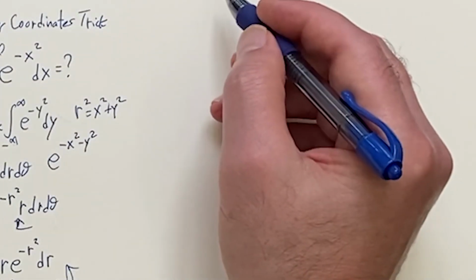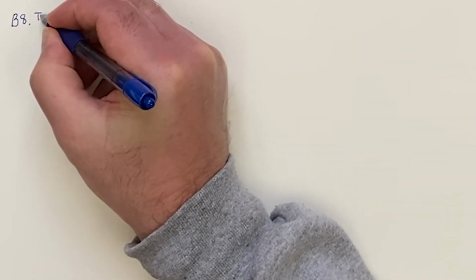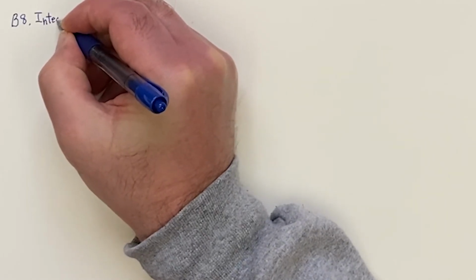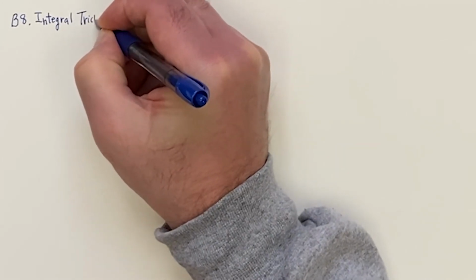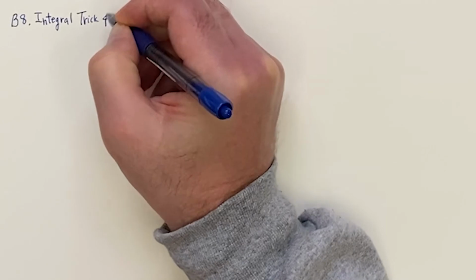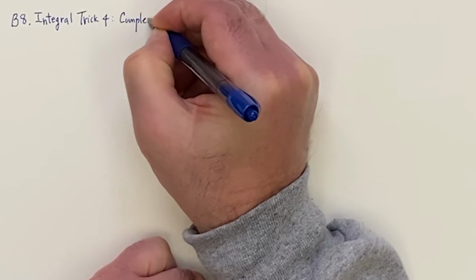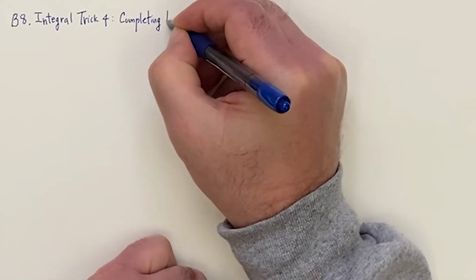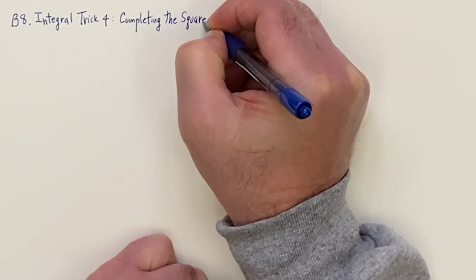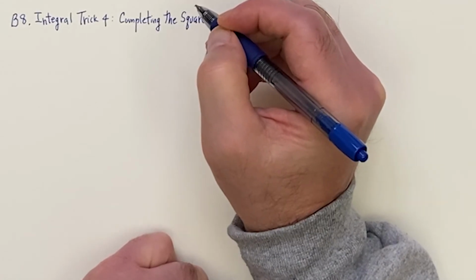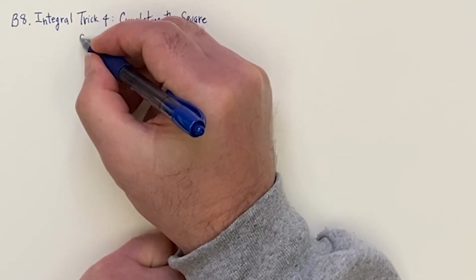Okay, and now we go to our last trick, B8, integral trick 4. I'm going to call this one completing the square. I first learned about completing the square and studying conic sections in high school. So the trick is used in different places.